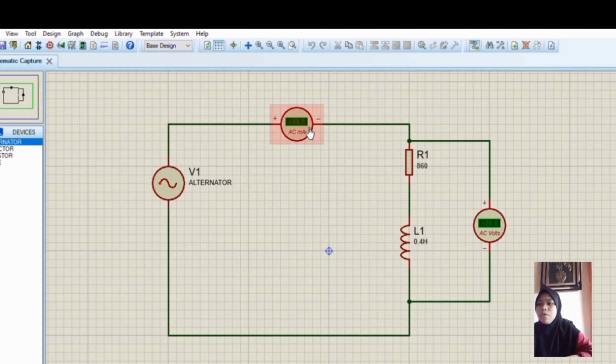The value for resistor 1 is 860 ohm, and the value for L1 is 0.4 Henry. So when we run this circuit, we will get the value for the ammeter is 11.5 milliampere, and for the voltmeter is almost 10 volt.